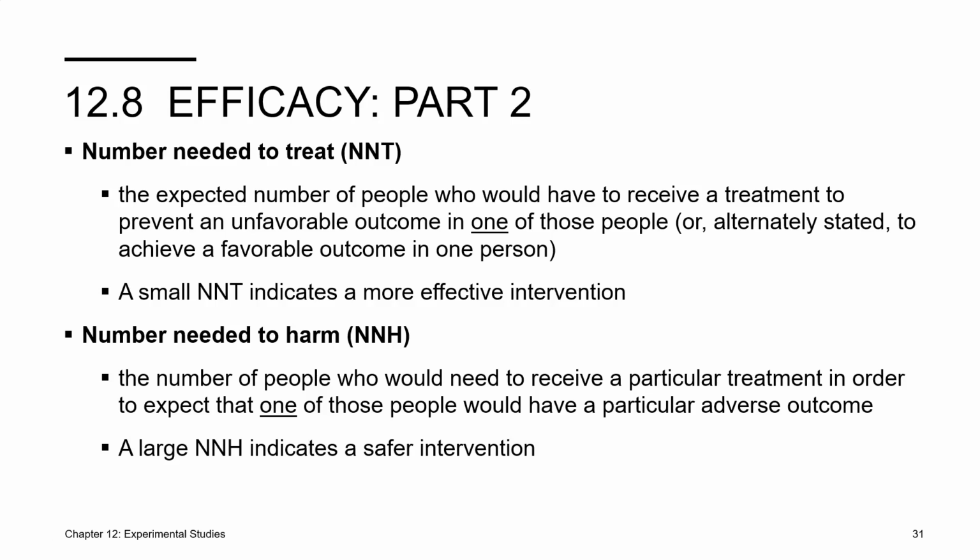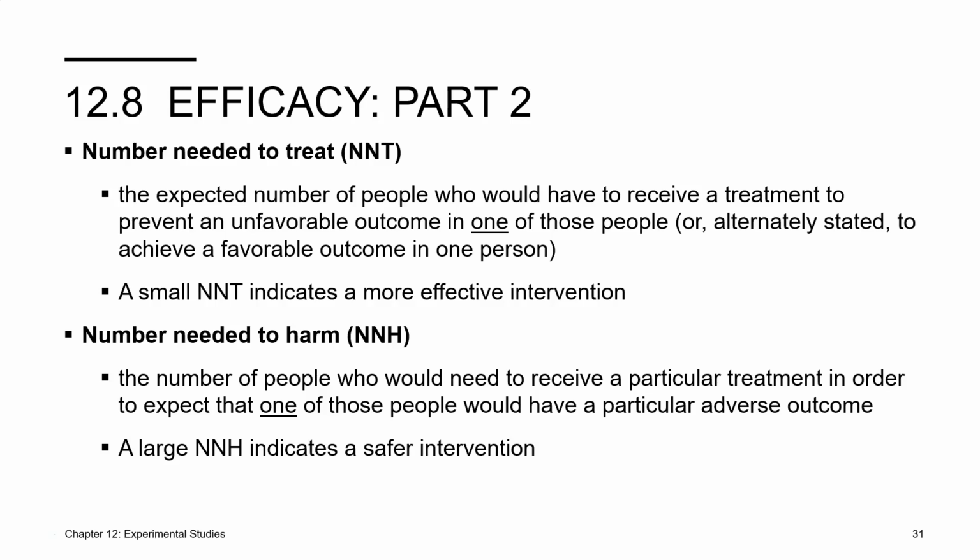In order to calculate that, you will also need to calculate things like the number needed to treat and the number needed to harm. So the number needed to treat is the number of people who would have to receive a treatment to prevent an unfavorable outcome in one person. So you would have to treat blank number of people. You'd have to treat 50 people in order to prevent an unfavorable outcome in one of the people. And so a small number needed to treat indicates a more effective intervention.